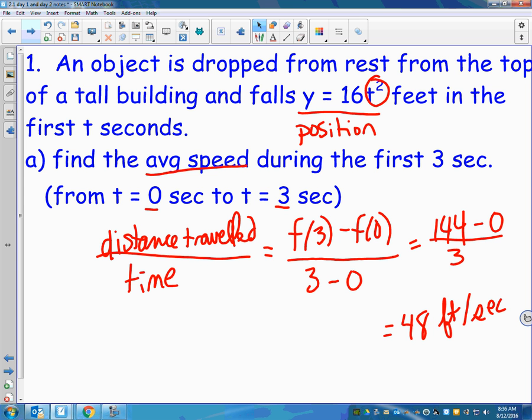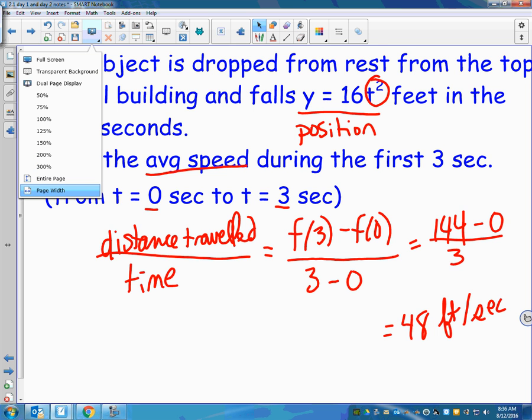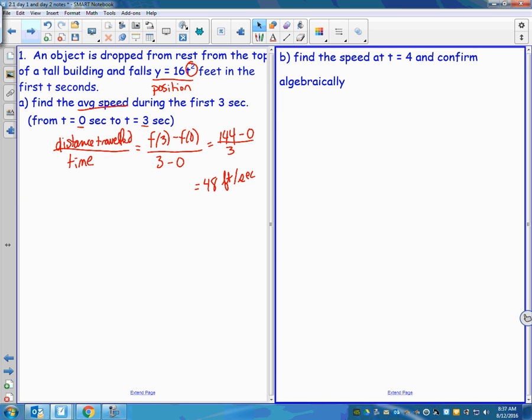But what if I asked you to find the exact speed at 4? Not the average speed, but the exact speed. I can't just plug 4 in there because that doesn't give me the speed at 4 seconds. It gives me the height. Like, what am I saying?